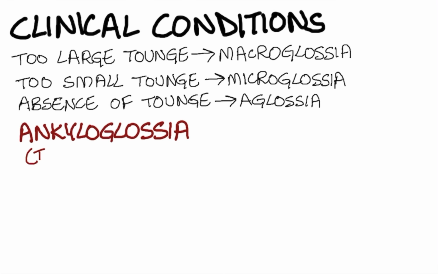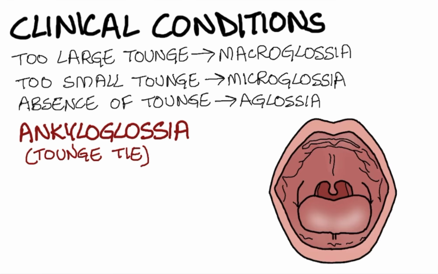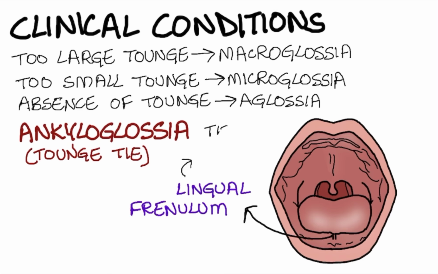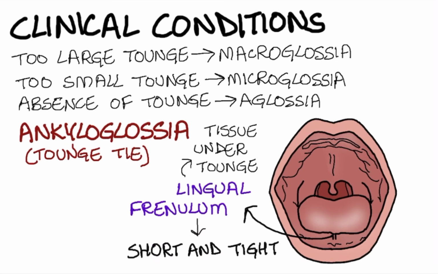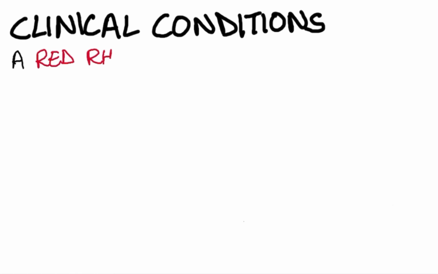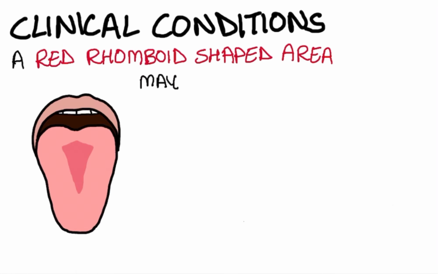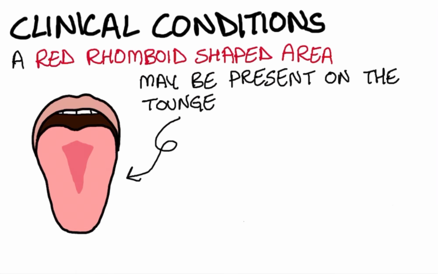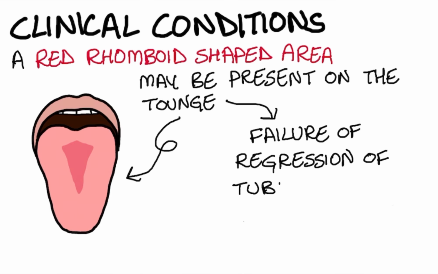Ankyloglossia, also known as tongue tie, is a common condition where the lingual frenulum, which is the tissue present under the tongue, is short and tight. Due to this, the tongue cannot move freely. It can interfere with speech. A red, rhomboid-shaped area may be present on the tongue. It is likely caused by the failure of regression of the tuberculum impar.